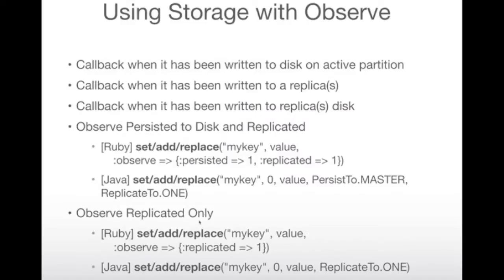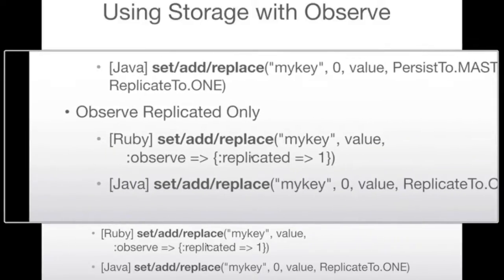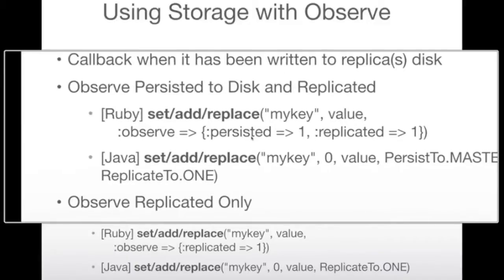We can actually observe and get callbacks for when documents have been written: when a key-document pair has been written to disk, or replicated, or written to a replica disk. In Ruby here, in the first example, I have my key value, and I have observe in this hash, with persisted and replicated. In this case, I want the callback to come back when it's been persisted to disk on the active partition, and when it's been replicated to another server.